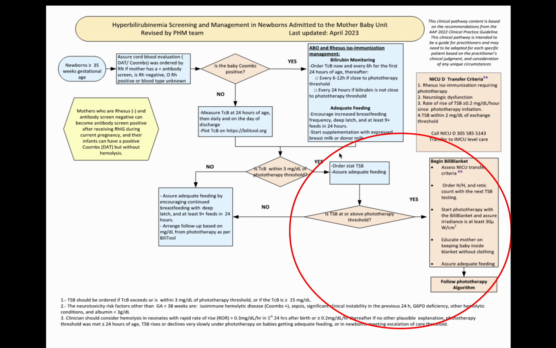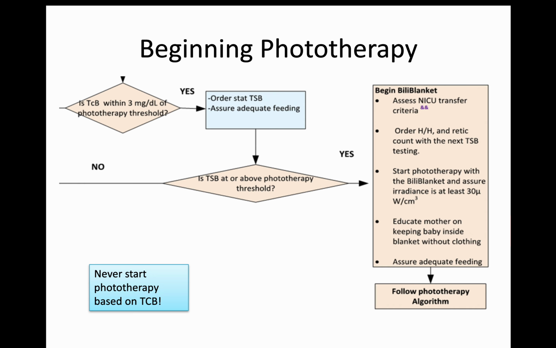So next we're going to talk about what happens if we confirmed the TSB is above phototherapy threshold. So if you order your stat TSB based on your TCB being within 3 of phototherapy threshold, you want to ensure adequate feeding. Go to the mom while you order the stat TSB, and then go to the room and talk to mom about how we're going to collect the blood level and to ensure she is feeding adequately. And then if that value does confirm that you're at or above phototherapy threshold, again, based on your TSB, not TCB, blood needed, then you will have to start phototherapy, and we can talk about this more as we go through our phototherapy algorithm.